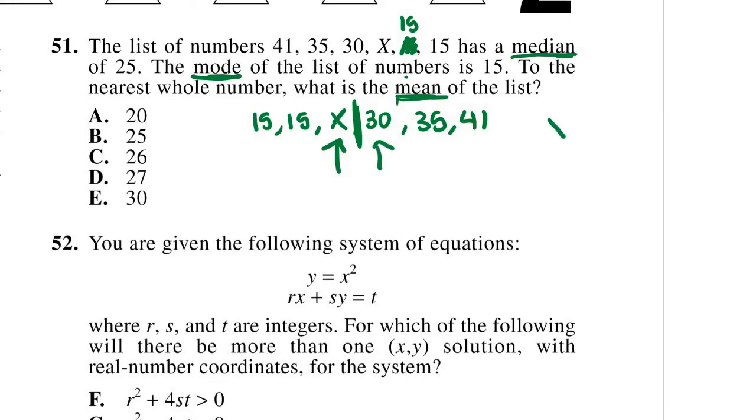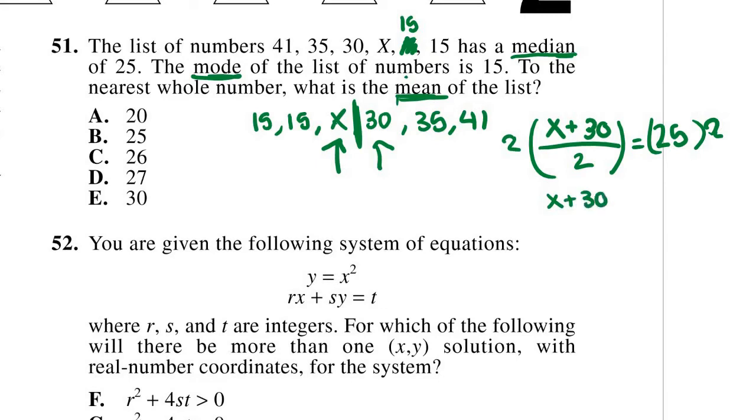So we can do x plus 30 divided by 2 equals 25. And then we multiply both sides by 2. We get x plus 30 equals 50. Subtract the 30. Then we get x is equal to 20. Now, this is not the answer. This is just the value of x.